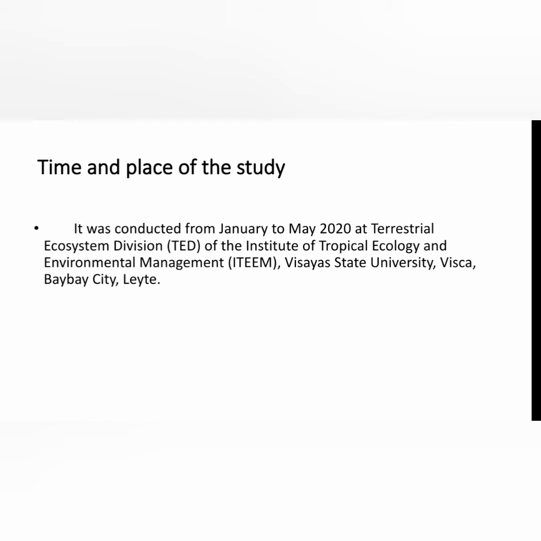This study will be conducted from January to May 2020 at the Terrestrial Ecosystem Division, or TED, of the Institute of Tropical Ecology and Environmental Management, or ITEM, at Visayas State University in Visca.